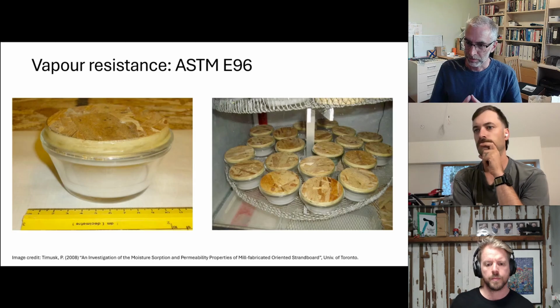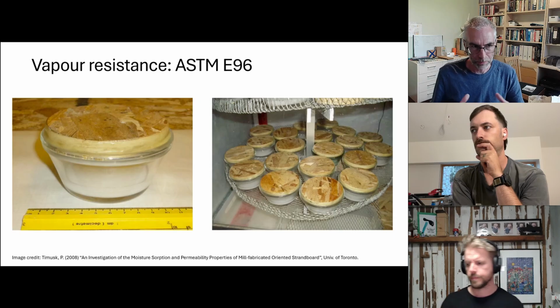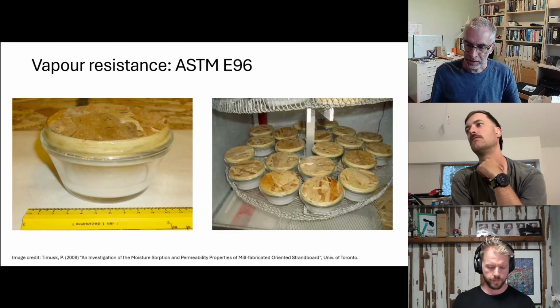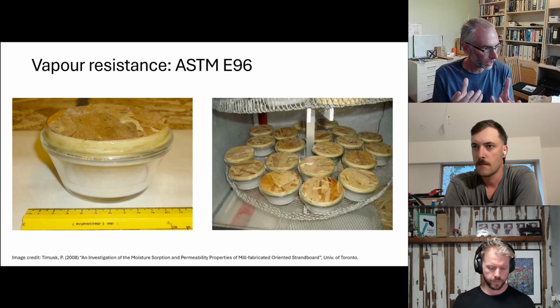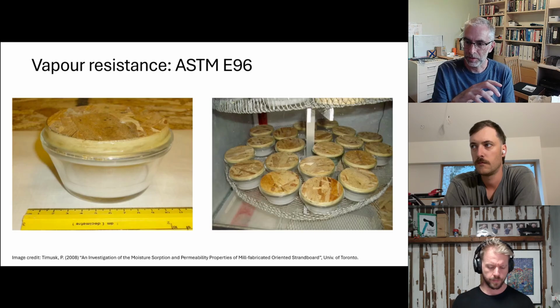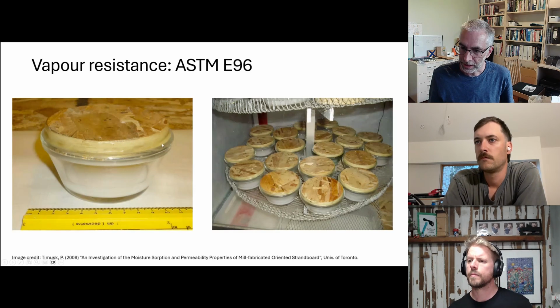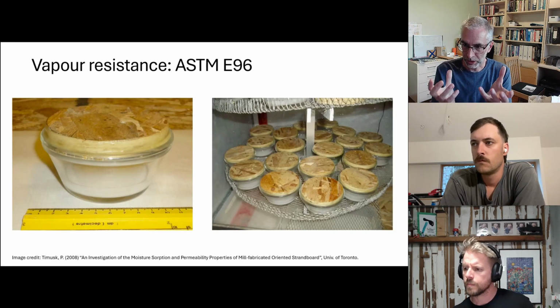So how do you measure vapor resistance of a material? The standard test is ASTM, the American Society for Testing and Materials, the E96 test. In that test, it's essentially a cup. You have a little cup, and in that cup, you either put water, or you put a desiccant, or you put a salt solution. And then you put the material that you're interested in testing on top of that cup. Here we have some samples of OSB stuck on top of the cup. And then there's a paraffin wax, the yellow stuff, around the side of that material to completely seal it.